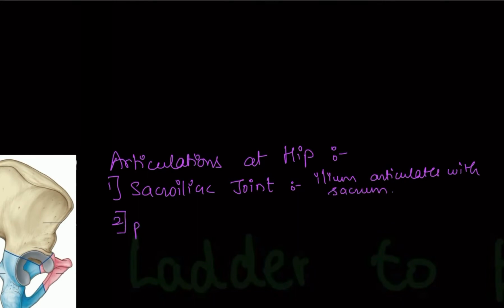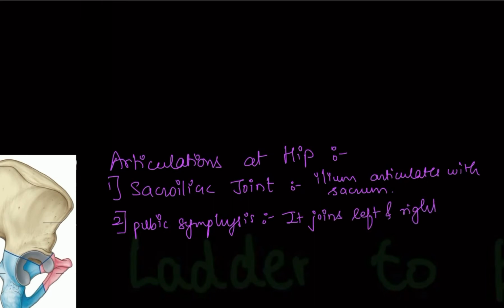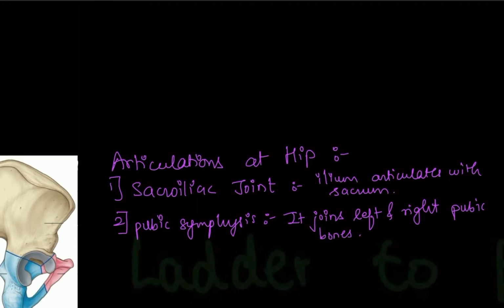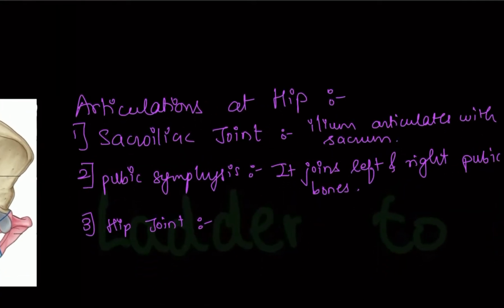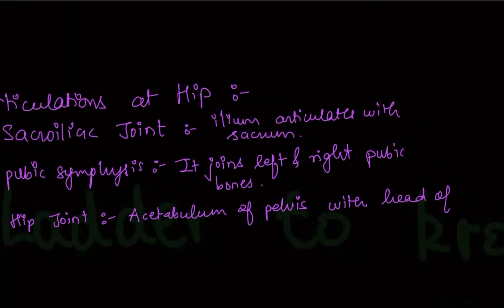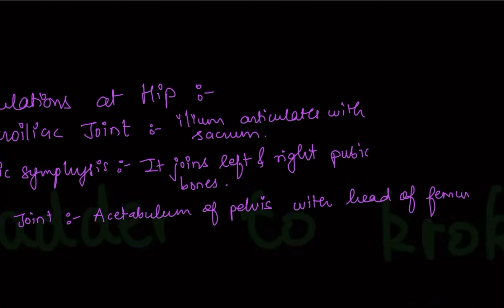The second joint here is pubic symphysis. Now pubic symphysis, it joins left and right pubic bones. The third is hip joint. Hip joint means the acetabulum of pelvis with head of femur. With head of femur bone.